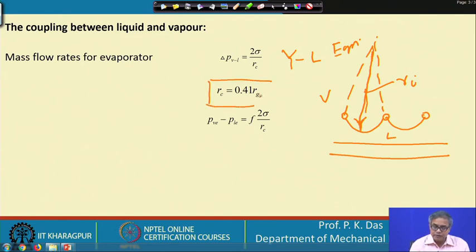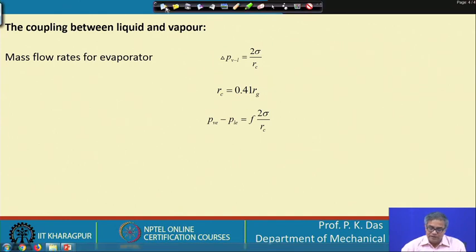Here you can see that if the porous structure is made of different grains, and the grain radius is R g, then R c is related to R g. Finally we get one equation for the pressure difference between the liquid phase and the vapor phase, the previous equation itself, with a correction factor f. With this we get a coupling between the liquid phase and the vapor phase. So, with this let us move.